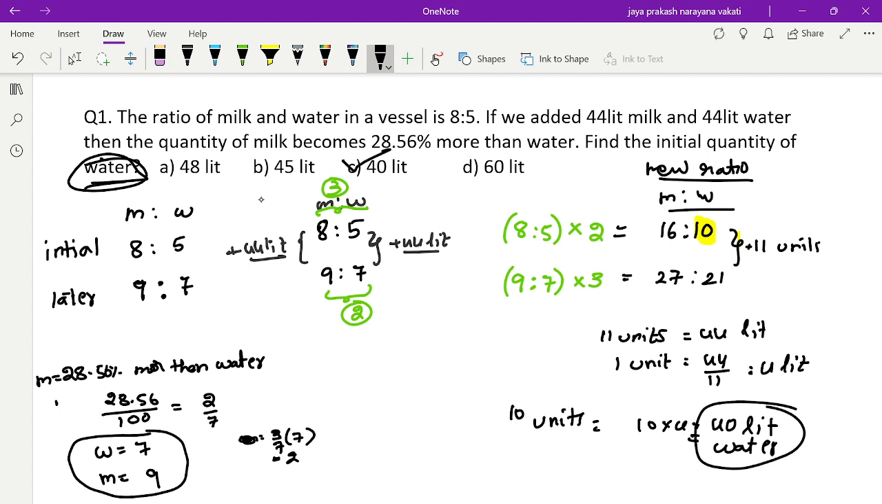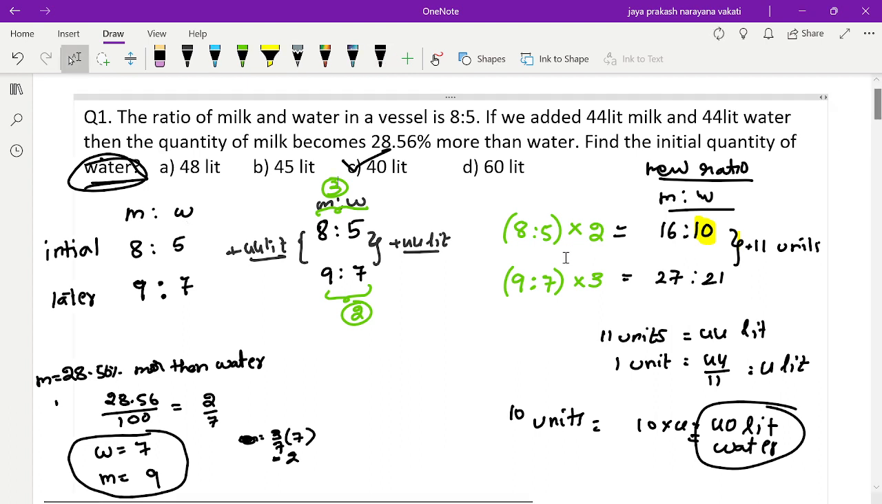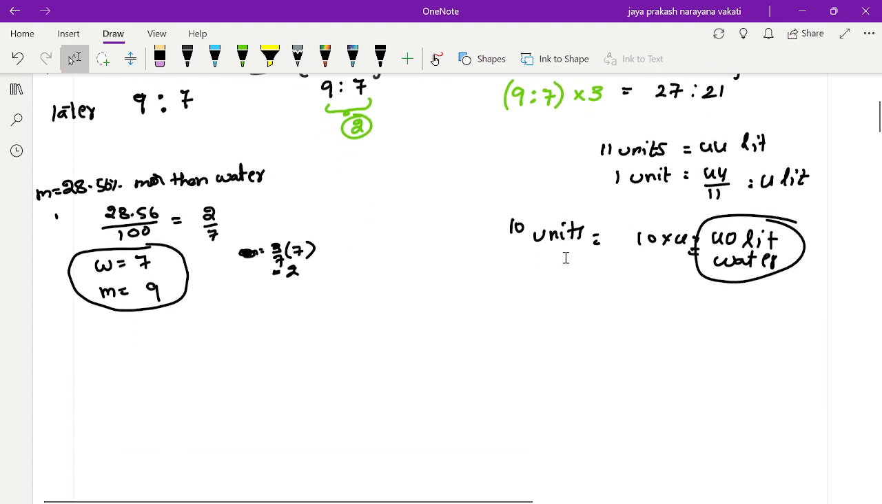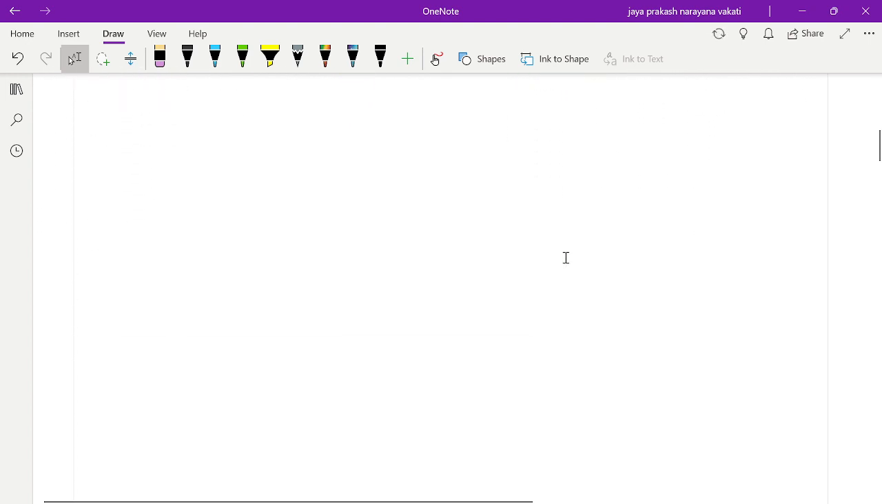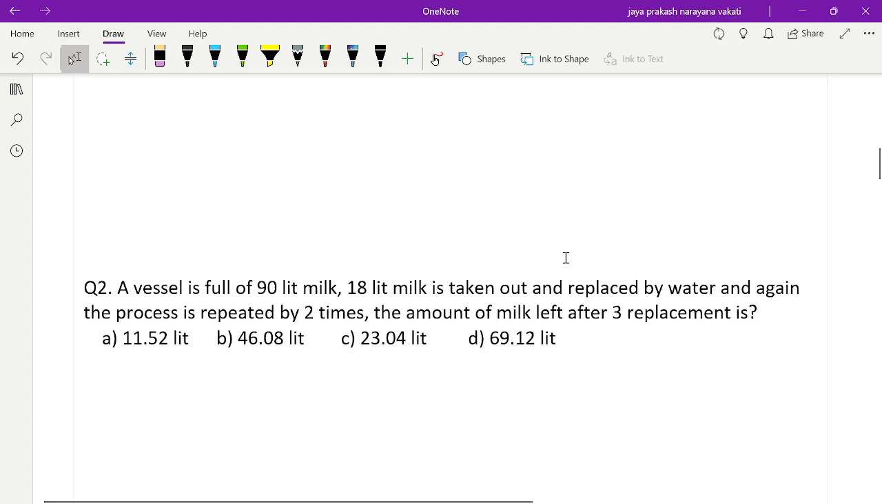So this is my answer. I hope you understood this. Just go through this question 2 to 3 more times. You'll understand this. Okay, let me go into a solution of our next problem.